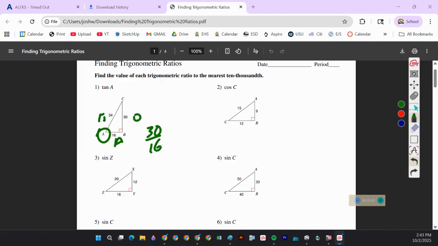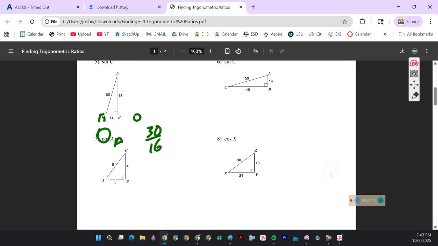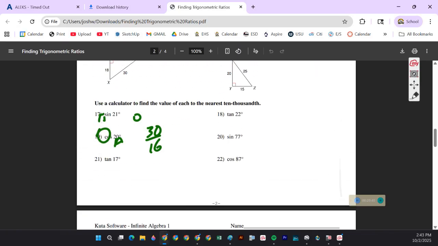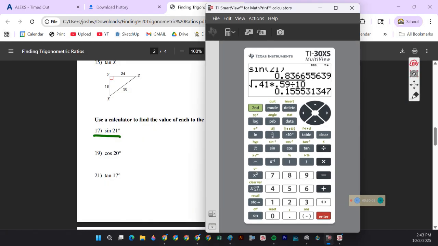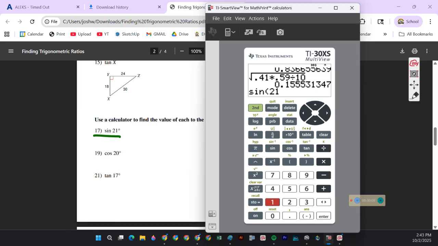Now, at the end, it wants to know what is the sine of 21 degrees. So there's no triangle, but your calculator knows the answer. So we just type in the sine of 21. It's 0.358367. But there's a catch.